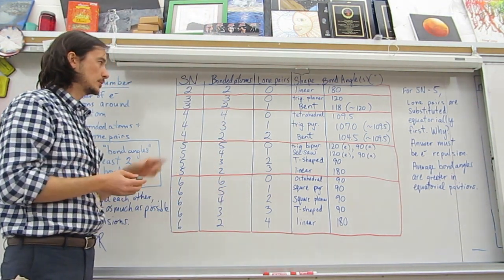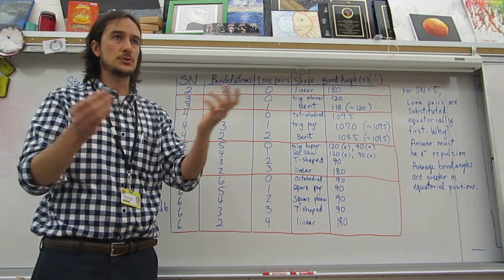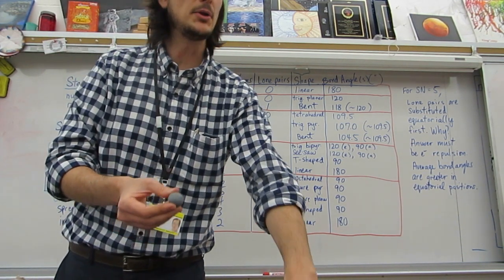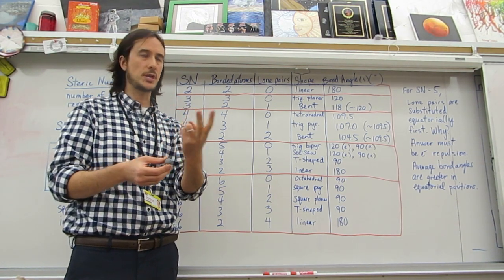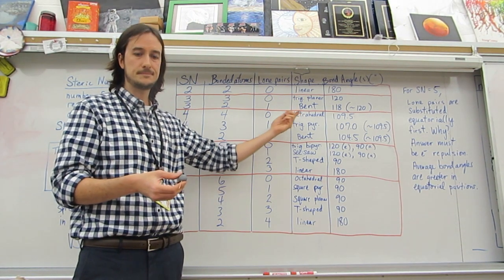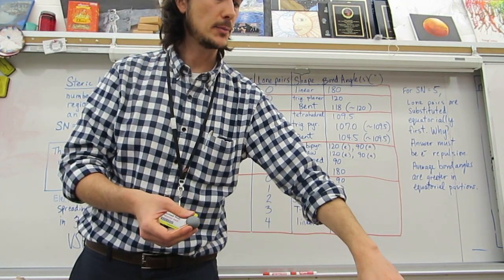All right, so that's steric number 3. Those are the only two cases for steric number of 3. So if you've got a multiple choice problem and you know that it's steric number 3, you have only 2 choices for shape. It's either trigonal planar or bent. Next one is steric number 4.